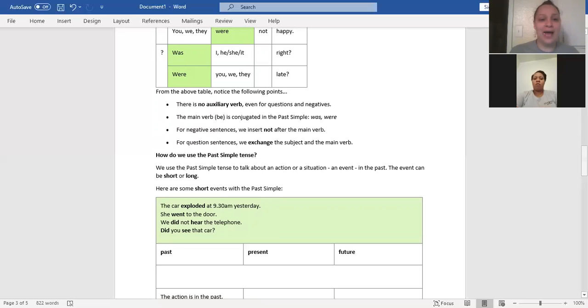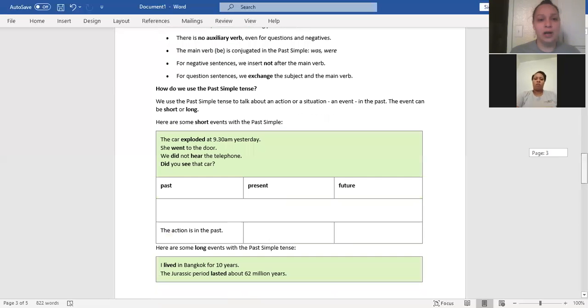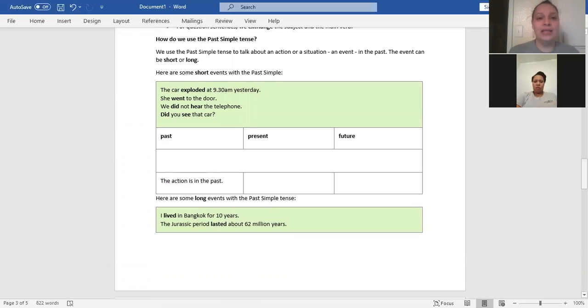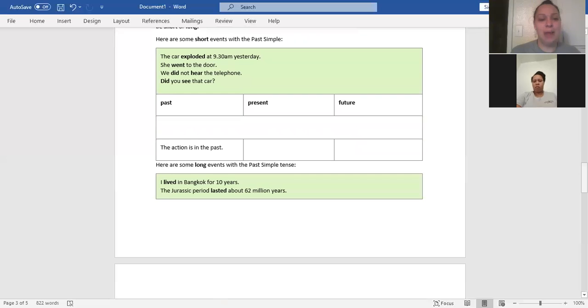How do we use the past simple tense? We use the past simple tense to talk about an action or a situation or an event in the past. The event can be short or long. Here are some short events in the past simple. The car exploded at 9:30 a.m. yesterday. She went to the door. He did not hear the telephone. Did you see the car? These are examples of the past, present, and future. The action is in the past.